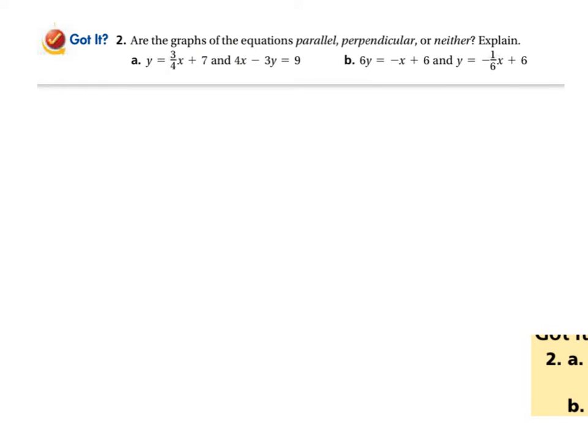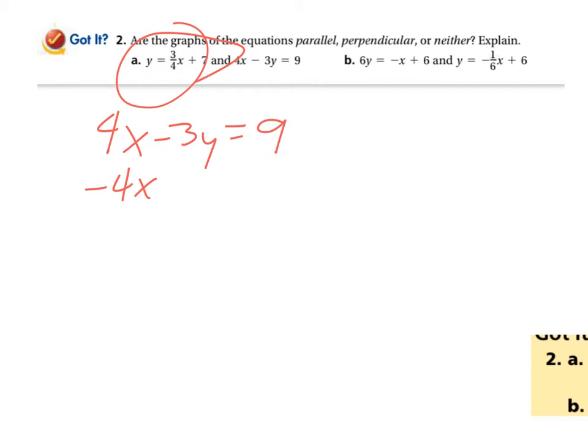Okay, so here we have to determine if these two lines, for A, are parallel, perpendicular, or neither. This one's already in slope-intercept form, lucky us. The other one we need to translate into it, so let's do that. We have 4x minus 3y equals 9. So subtract the 4x, subtract the 4x. I'm sorry, I need to erase that there. I end up with negative 3y equals negative 4x plus 9.